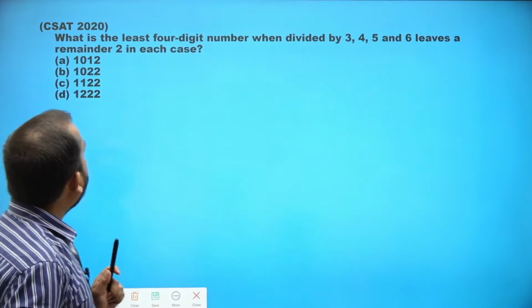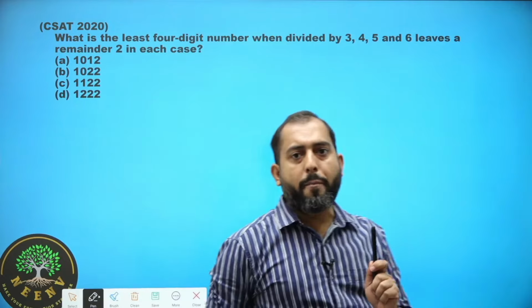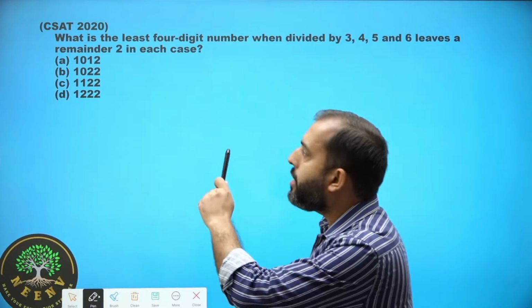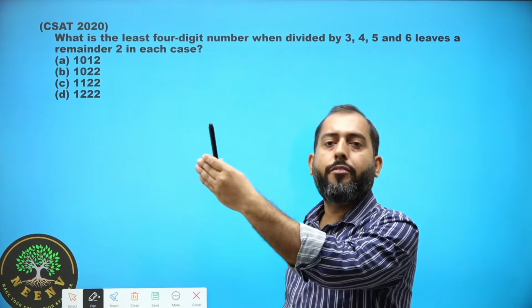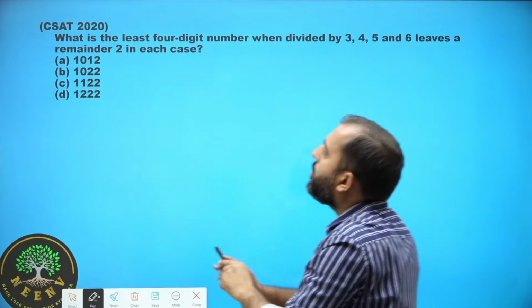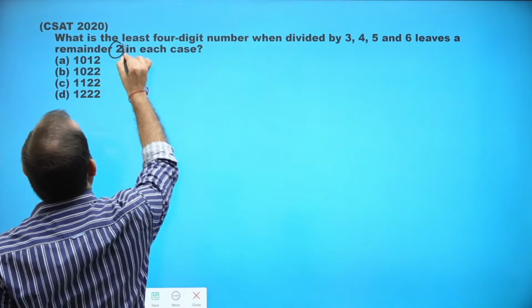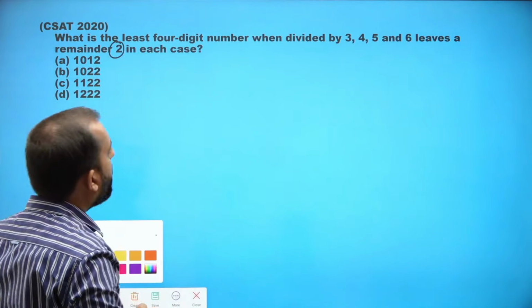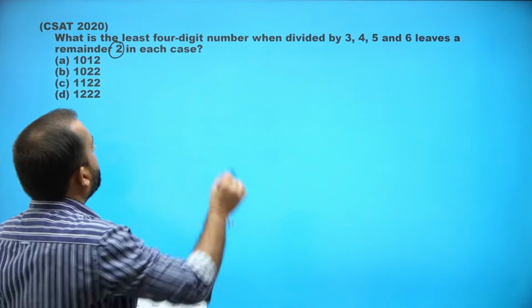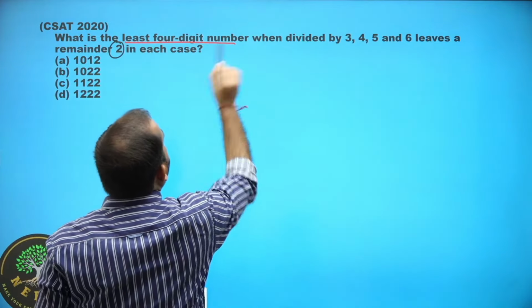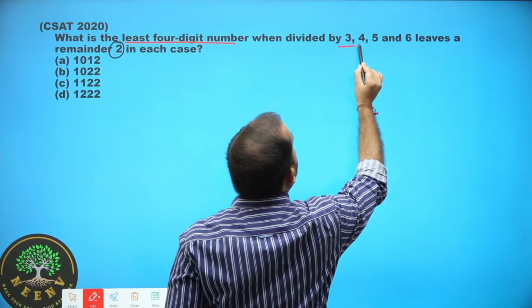This is a very same kind of problem that was there in the examination in the year 2020. Same problem. Instead of 3 over here, in this case we are getting a remainder 2. Okay, so what is the least 4-digit number which when divided by 3, 4, 5, 6?